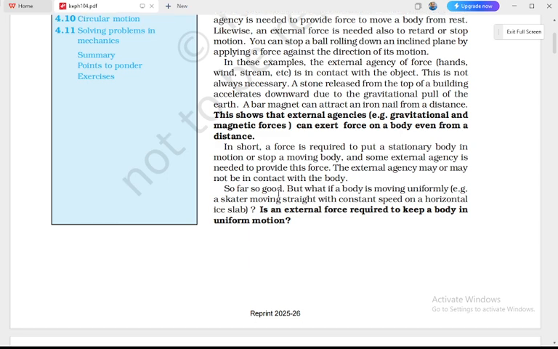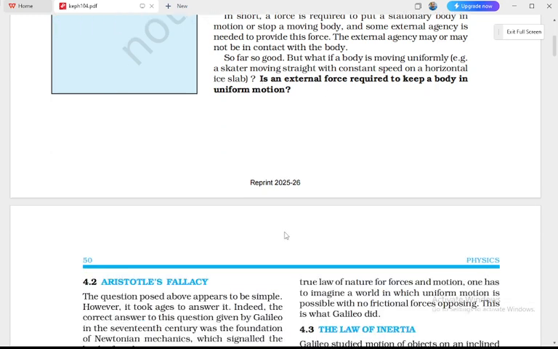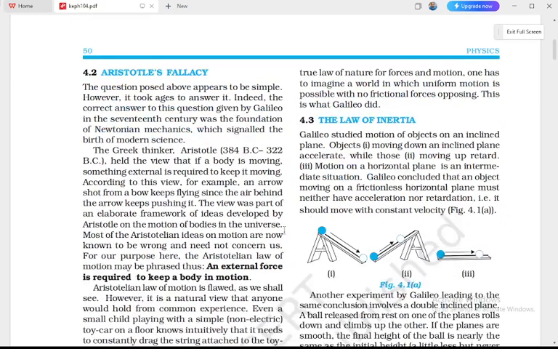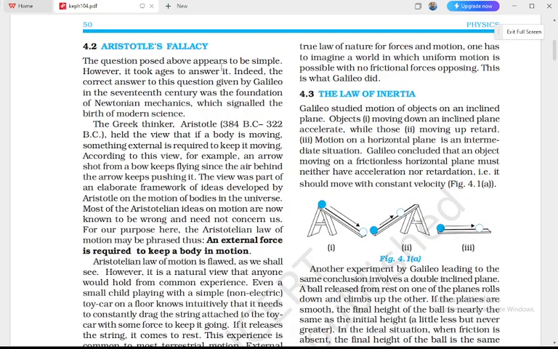So far, so good. But what if a body is moving uniformly, that is, a skater moving with constant speed on a horizontal ice slab? Is an external force required to keep a body in uniform motion? Next one is what we learn about Aristotle's fallacy.